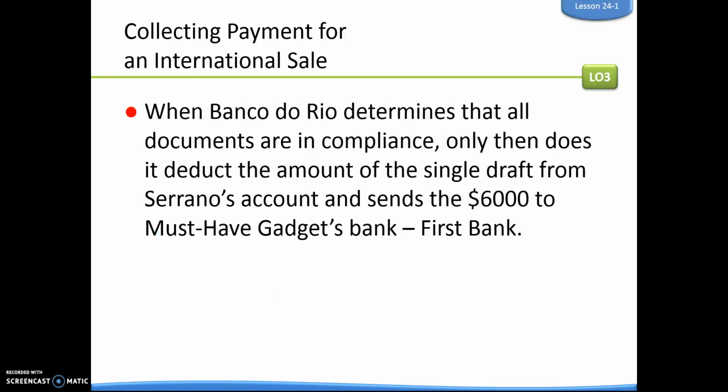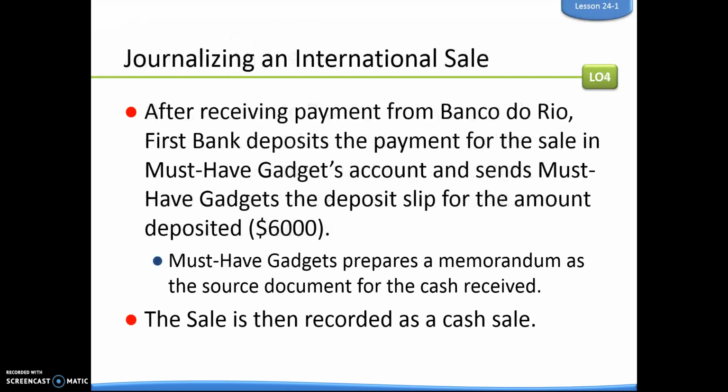Okay. Once Banco do Rio determines that all those documents are compliant, only then does it actually deduct the amount of that site draft or the single draft from Serrano's account and send that $6,000 back to Must Have Gadgets Bank. So it could easily take up to a week or a week and a half for everything to go through. It could even take longer than that. But making sure that everything gets in compliance is one of the things where I said it takes time in order to make an international sale.